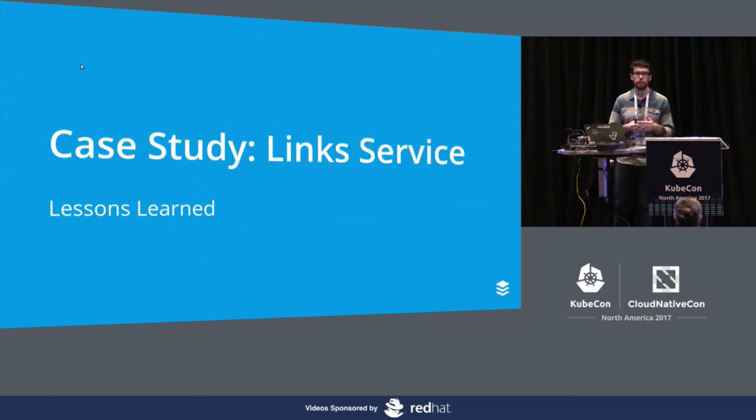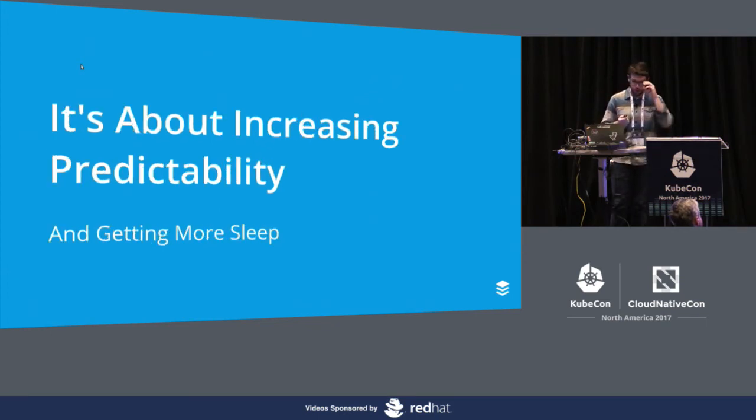It gives systems and dev teams something to talk about, so product can work closer. It's a communication point between product and systems. And really, it's about increasing the predictability of your system. If you're not setting limits on your containers, unexpected things can happen. Things can take more resources than you expected.